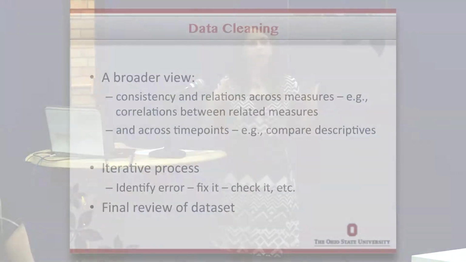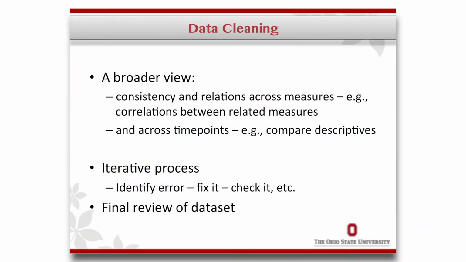And then data cleaning from a broader view. We've got 30 different data sets for each year of our study, and so we also take a broader view. We want to look at consistency and relations across measures. So I don't just clean this measure and forget about it. We look at correlations between related measures. Are these data looking the way we expect them to across different measures of similar constructs, for example?